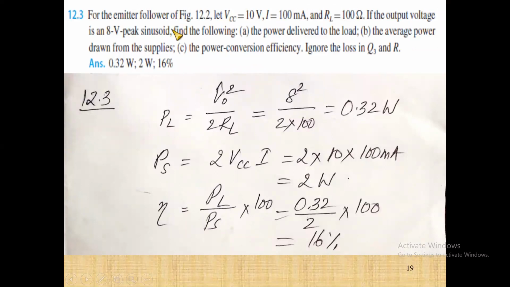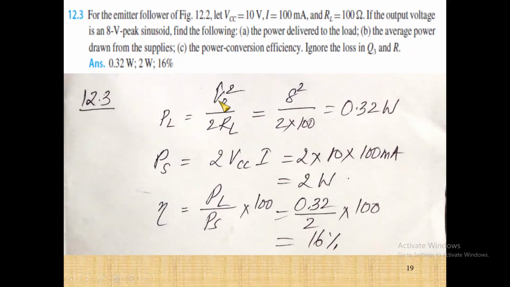Then we come to another problem wherein we consider VCC equal to 10 volts, I equal to 100 milliamperes, RL equal to 100 ohms. The output voltage peak is an 8 volt sinusoid, and we need to find the power delivered to the load, the average power drawn by the power supplies, and the power conversion efficiency. And we are ignoring the VBE and VCE sat and the loss in Q3 and also R.